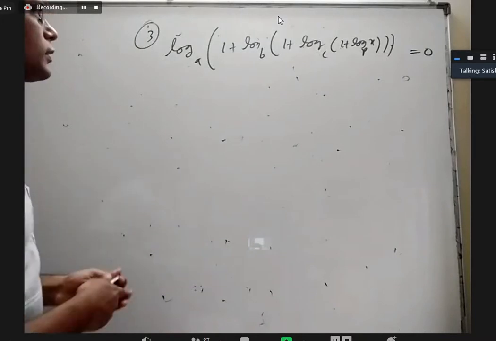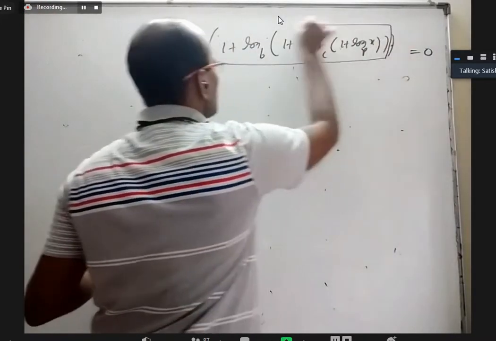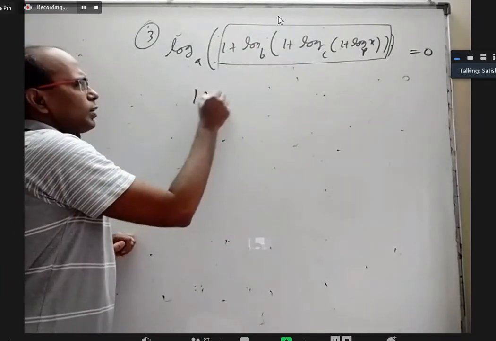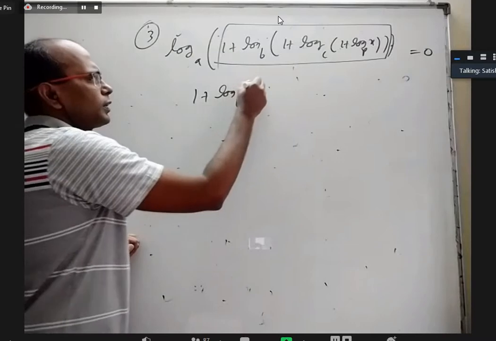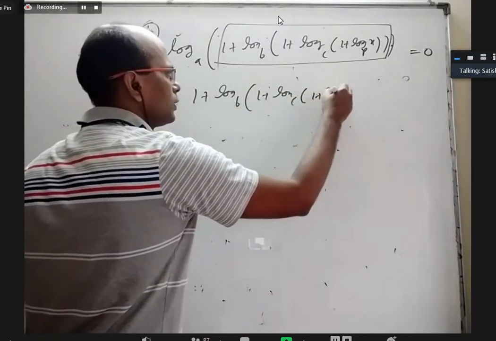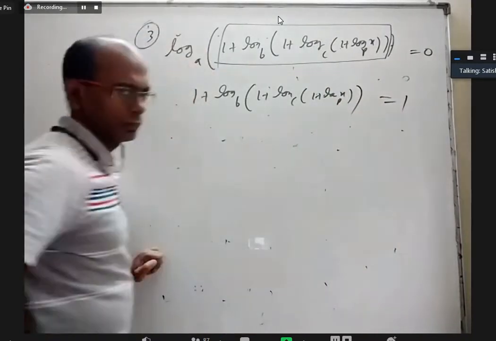If you want to write log of something is 0, it means this whole thing should be 1. So first step, log of something is 0, so this should be 1. So 1 plus log b of 1 plus log c of 1 plus log x base p, that should be 1.